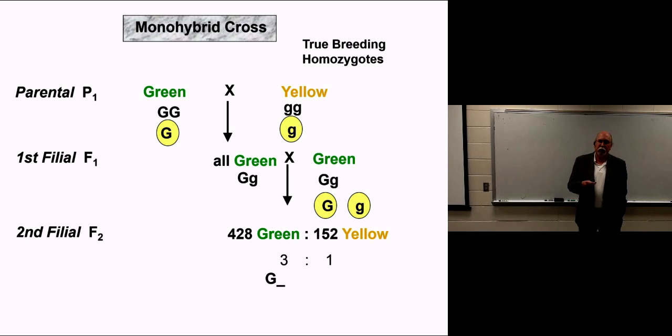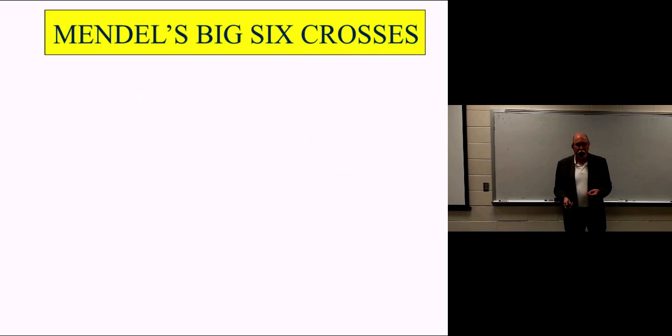Why? Because we have this mode of inheritance playing a role. We have this dominance. Big G, green, is dominant. It doesn't matter what the other allele is. If you get one big G, you're green, pure green. To be yellow, you have to have two little g's. That's the only way that will work.